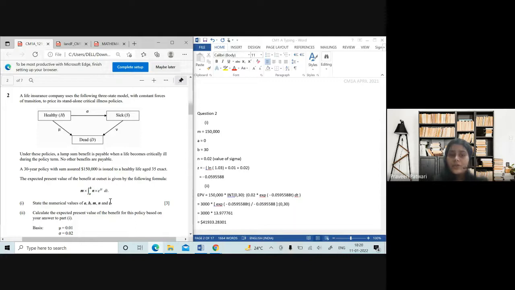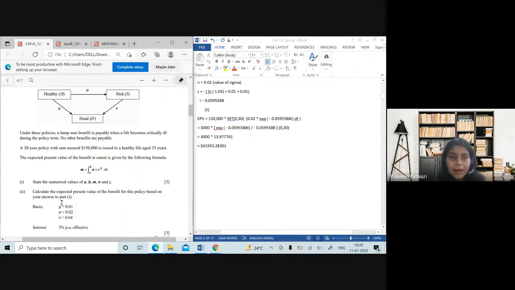You all might not show the working. You all might show the working. Of course, it's always safer to show the working, but in case there is a time constraint, you all can skip the working, because it's just state. Had it been show what would the numerical values or anything on those lines, then the working was obviously important.